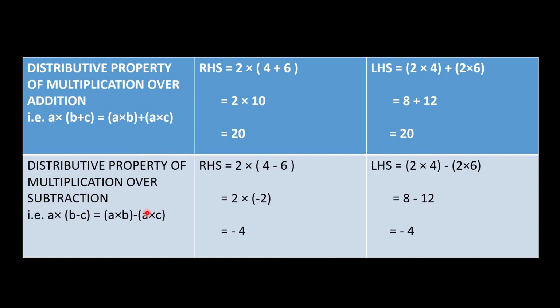Now for subtraction, 2 into 4 minus 6. Now 4 minus 6 is minus 2. So 2 into minus 2 is minus 4. Similarly here, 2 4s are 8, 2 6s are 12. So 8 minus 12 is minus 4. Okay, so that was all for today.